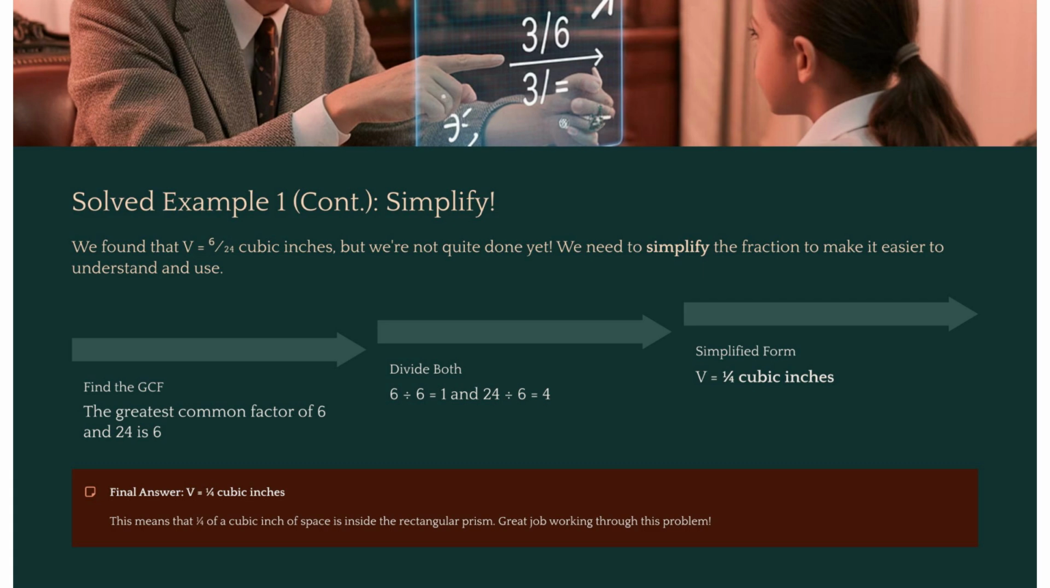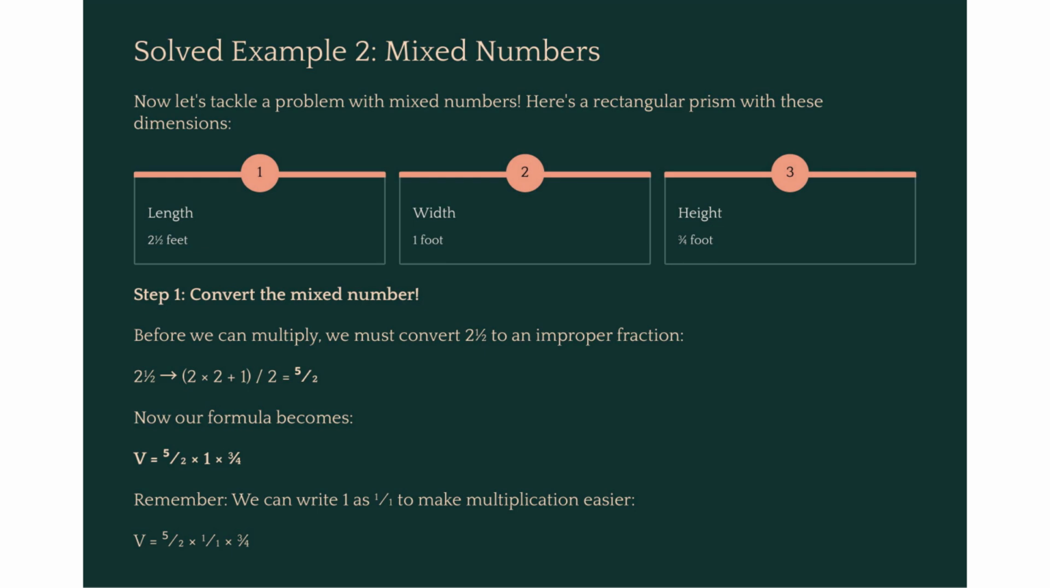Always give the most simplified answer possible to make sure you get full credit. Now let's tackle one that includes a mixed number. Say we have a block of wood with a length of 2 and 1/2 feet, a width of 1 foot, and a height of 3/4 foot.